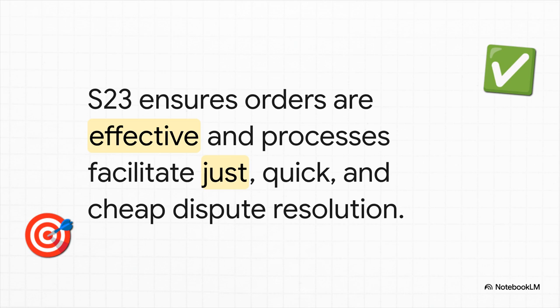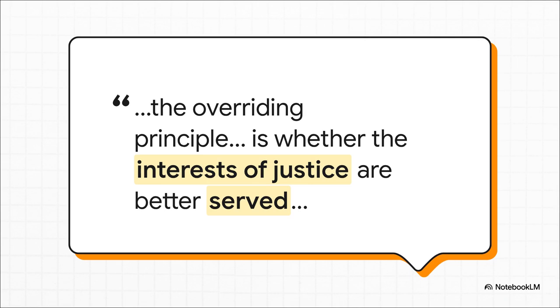And what is that job? To make sure its orders actually work and that its processes are used to get to a just, quick, and cheap resolution of real-world problems. This quote just perfectly captures the single unifying theme here. Now, yeah, it comes from the section on reopening an argument, but honestly, it applies across the board. The ultimate test, the question you always have to ask for any Section 23 power is simple. What do the interests of justice require right now?